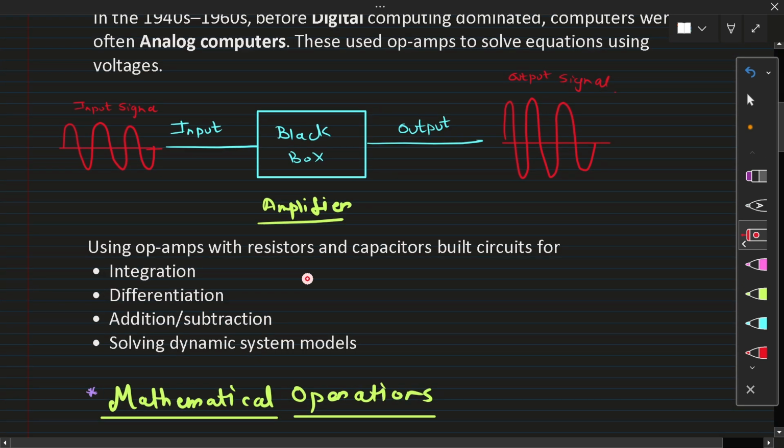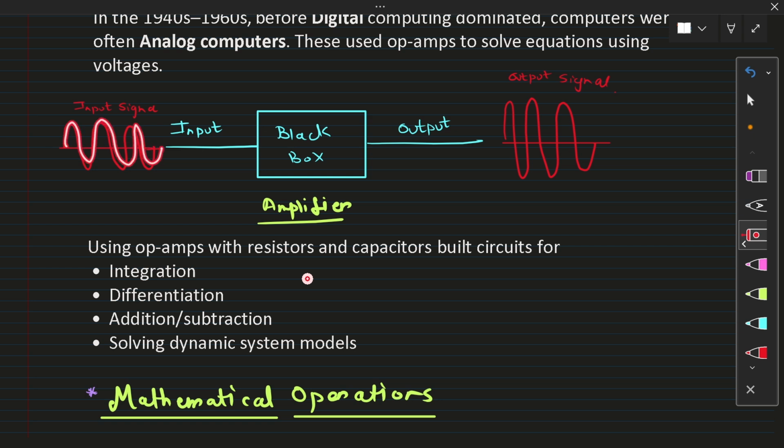Now let's see what an amplifier means. Let's suppose this black box contains an amplifier. If you have some input signal like this sine wave, then you get some scaled version of the sine signal. Here we have the output, and the output signal is an amplified version of the input. That is the work of an amplifier.